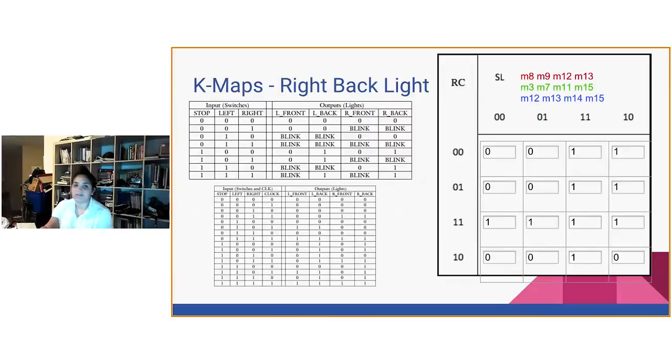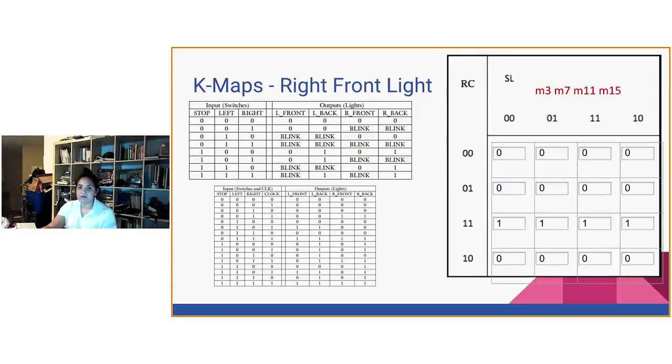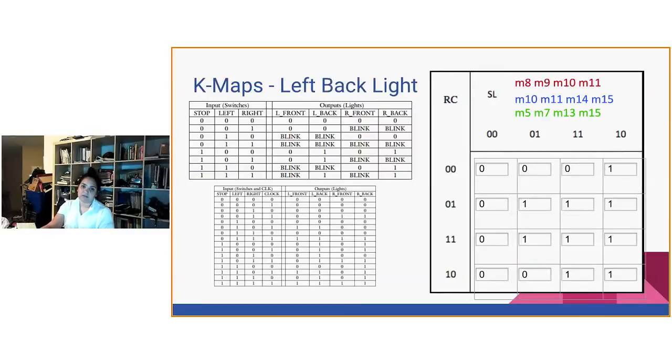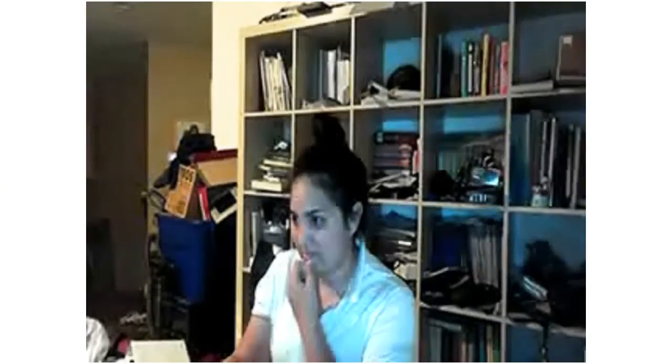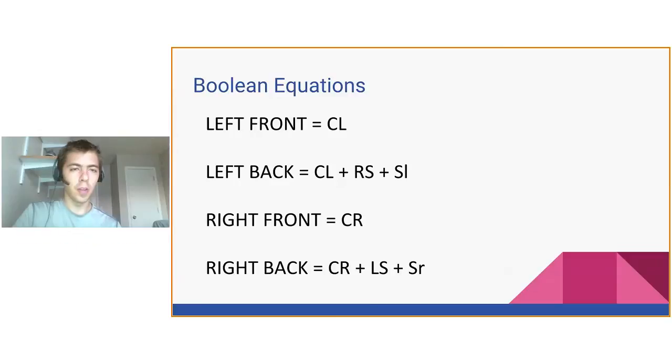Next. And so we were asked to create 4 K-maps, one for each of the lights. So this is for our right back light, our right front light, our left front light, and our left back light.